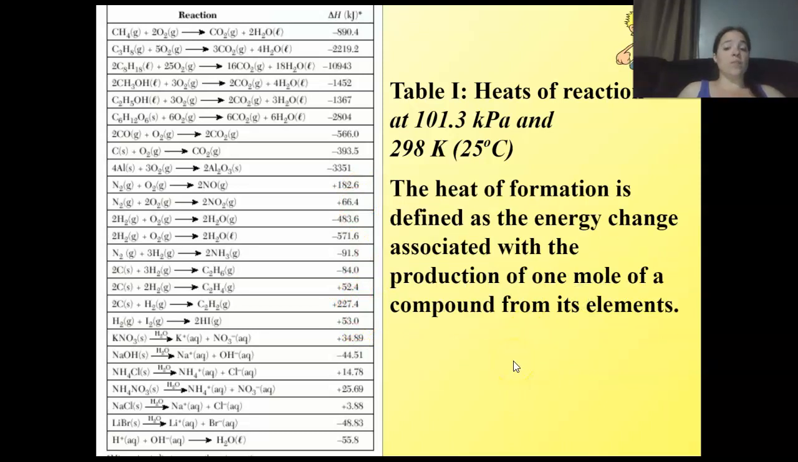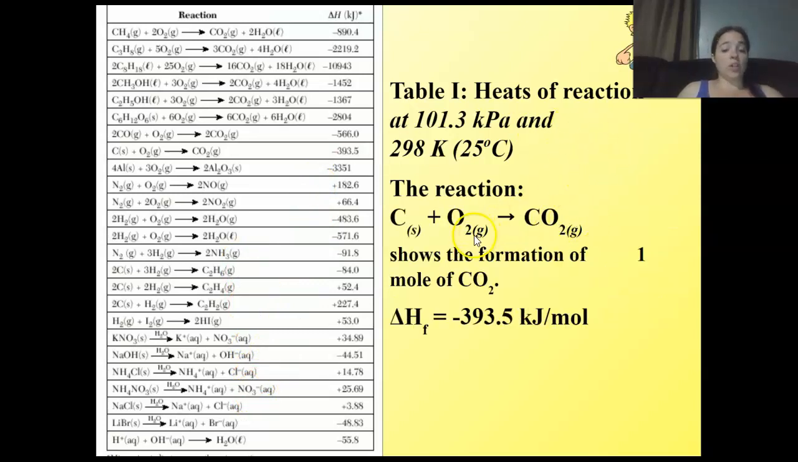The heat of formation is defined as the energy change associated with the production of 1 mole of a compound from its elements. So most of these are 1 mole at STP. Okay, so the reaction of carbon and oxygen goes to carbon dioxide. It shows the formation of 1 mole to be negative 393.5 kilojoules per mole.